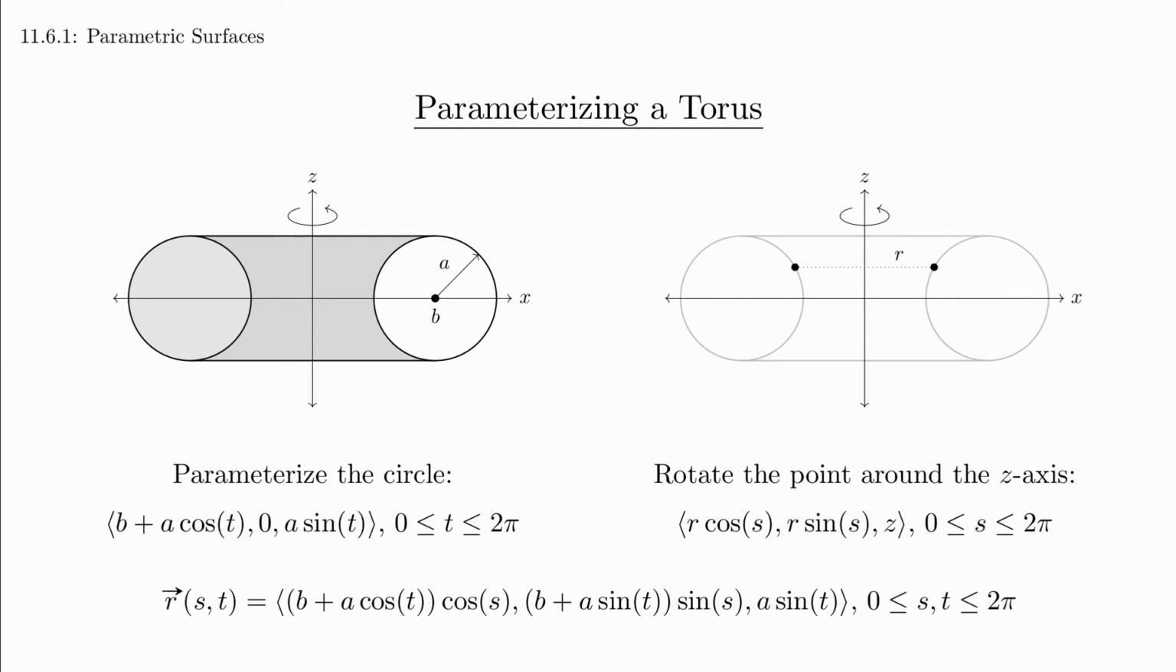What does this vector formula mean? For every pair of values s, t, we get a point somewhere along the torus. And based on the construction, the s value gives us an angle when looking down the z-axis, and then the t value gives us the angle relative to the center of the tube.